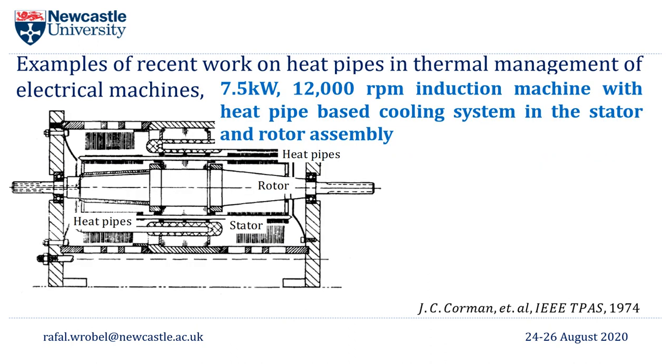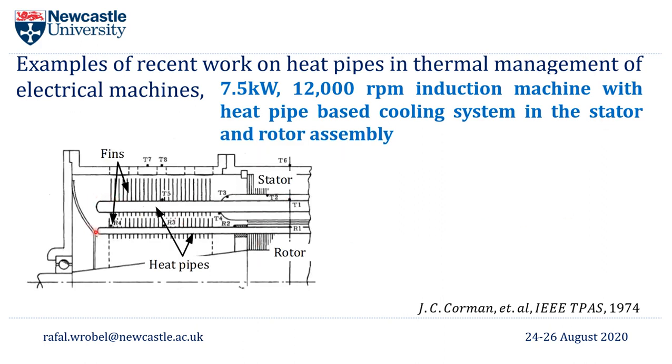Now we're going to the examples of most recent work, but I couldn't stop myself from showing you one of those early developments to put things a little bit in context. This is 1974 work on an induction machine, 12,000 RPM, 7.5 kilowatts, and here the heat pipes are introduced both on the stator winding and the rotor. The rotor is particularly interesting because here heat pipes act as a heat removal feature, but also as a squirrel cage. The next picture will show you those heat pipes in more detail.